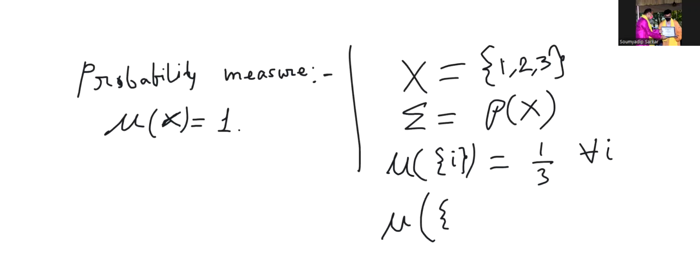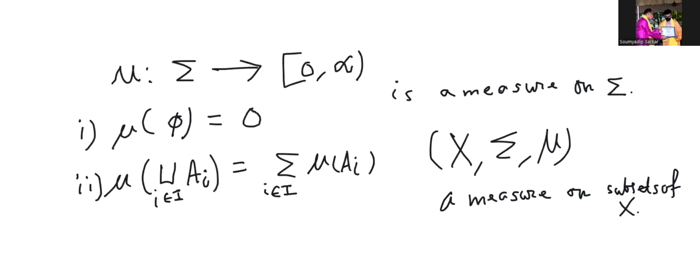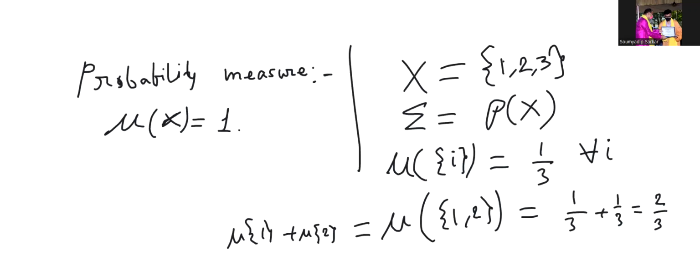So if I ask what is mu of the set {1, 2}, that will be 1/3 plus 1/3 equals 2/3. Because mu of {1, 2} is just mu of {1} plus mu of {2} by the second rule for measure. We call it the second rule, which says that mu of a disjoint union is the sum of the individual numbers. That is what we are using here. That way it defines a probability measure on the whole power set.